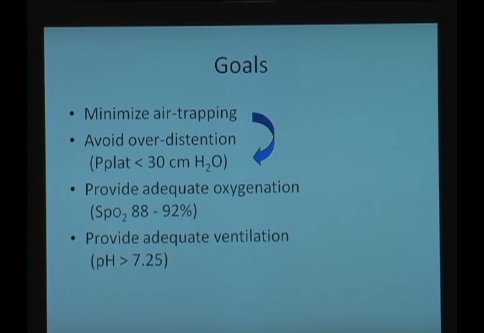We want to provide adequate oxygenation, which is not necessarily normal oxygenation, so around 90% saturation, and provide adequate ventilation. There are different cutoffs that people would use. I would say try to have a pH greater than 7.25, but recognize that if we try to drive up the minute ventilation to improve the pH, it might make the auto-PEEP and the dynamic hyperinflation and the plateau pressure worse. We're going to come back to that in a little bit.